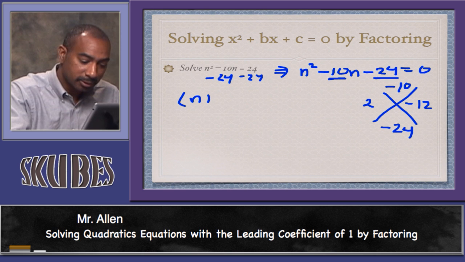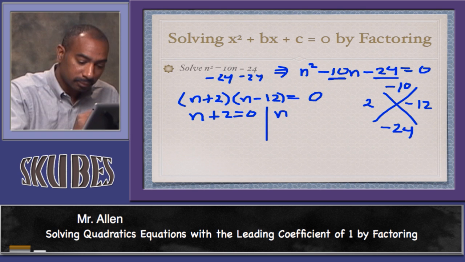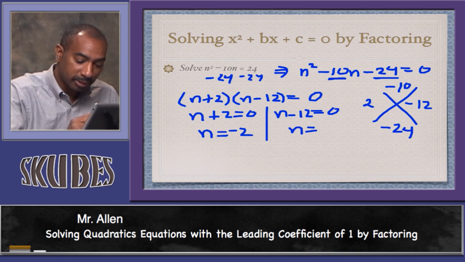You're going to have n plus 2, n minus 12 equals 0. Set the two factors equal to 0. So n here has to be negative 2, and n here is positive 12. So we have negative 2 and 12.